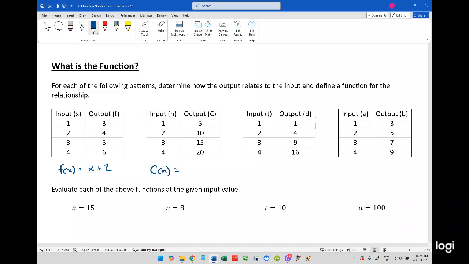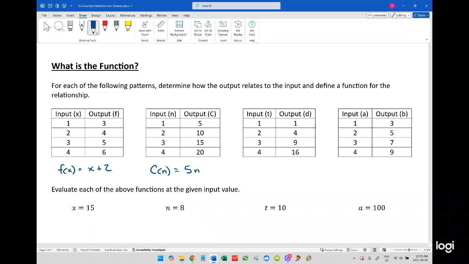Well, I could say my output, I put in a 1 and get out a 5, it's 4 bigger, but that doesn't work for 2. If it was 4 bigger, I would get a 6. But it looks like it's 5 times the input. 5 times 1 is 5, 5 times 2 is 10, 5 times 3 is 15, 5 times 4 is 20. So it's just 5 times whatever the input is. So that's my function. C at n equals 5 times n.